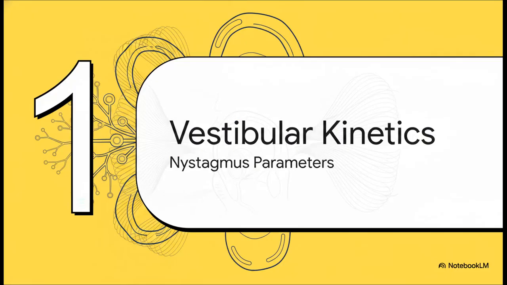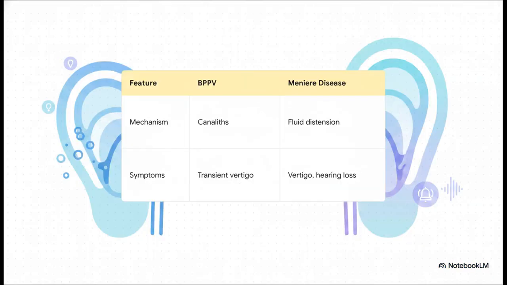Module 1. Vestibular kinetics and nystagmus parameters. Let's diagnose the exact etiology of episodic versus persistent vertigo. First up, we absolutely must outline the stark mechanisms dividing two classic peripheral presentations. Consider benign paroxysmal positional vertigo, or BPPV, against Meniere's disease.